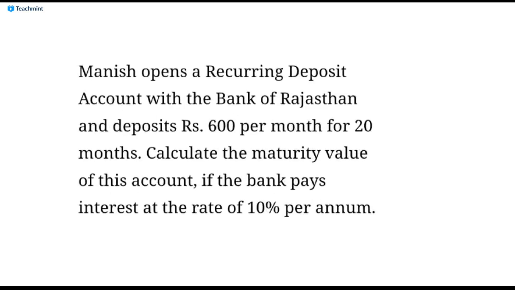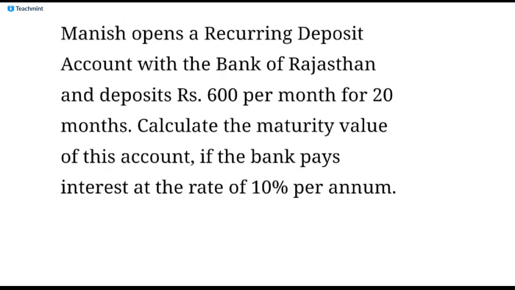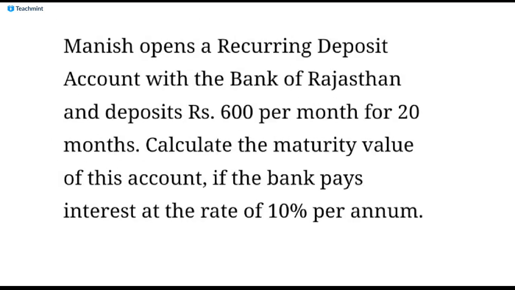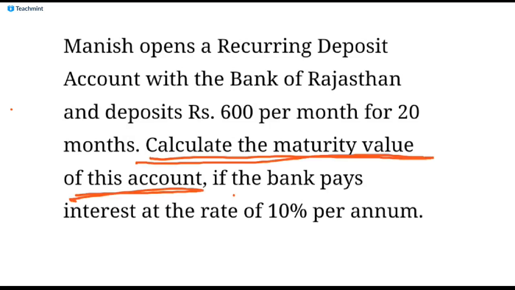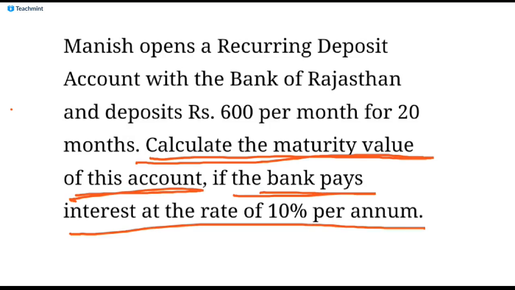Okay. Try this question. Manish opens a recurring deposit account with the Bank of Rajasthan and deposits 600 rupees per month for 20 months. You have to calculate the maturity value of this account if the bank pays the interest at the rate of 10% per annum. So it's a straight question. You need to first find the interest and then you have to find the maturity value. So try that and see if you're able to get the answer or not.